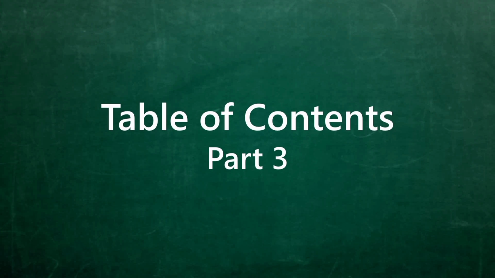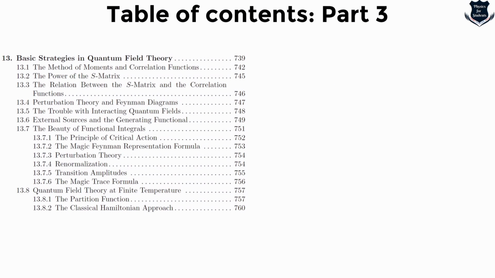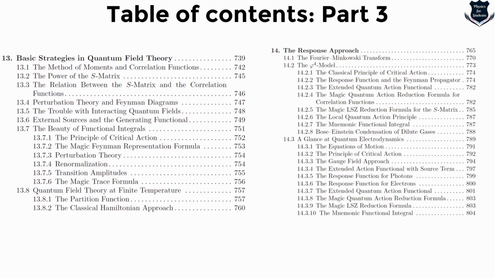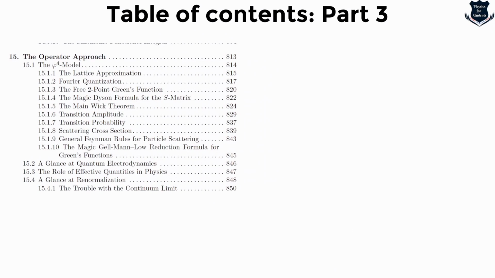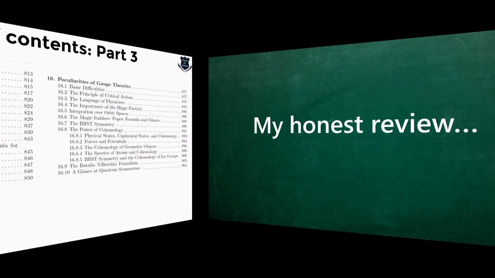We come to the last part, that is table of contents part 3. And this actually is nothing but a summary. So you see, it is heuristic formulas which cover basic strategies of quantum field theory, then the Fourier transform, what is the psi4 model, a glance of quantum electrodynamics, everything. It also covers operator model, the lattice approximation, the scattering cross section, peculiarities of gauge theories, and so on.